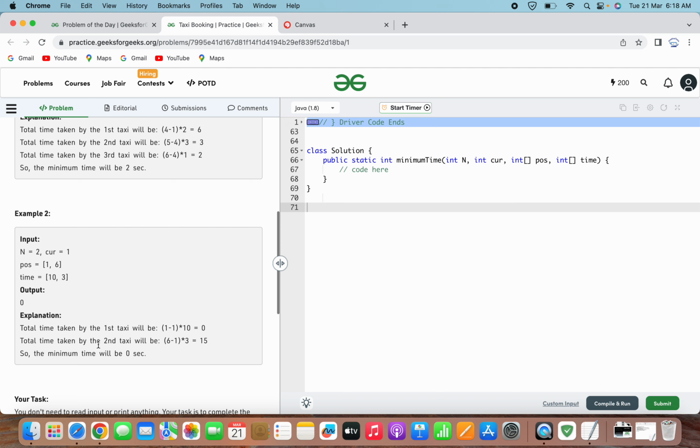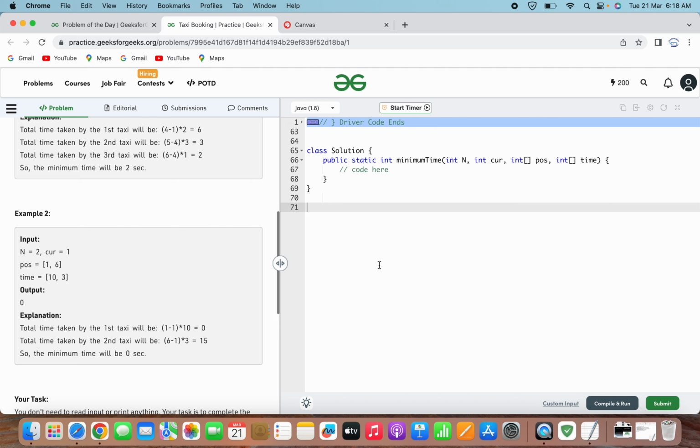The time taken by the second taxi will be 6 minus 1, because the second taxi is at the 6th position. To come to 1, it has to cover 5 units of distance, and for covering each unit of distance it requires 3 seconds. So it will be a total of 15 seconds. So the minimum is 0 seconds. I hope that with both these examples the problem statement is clear.